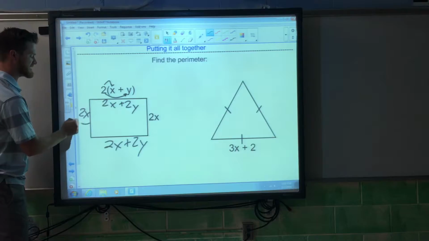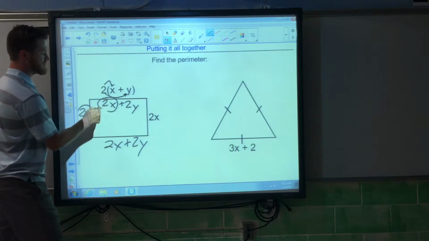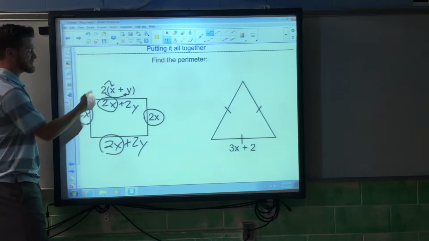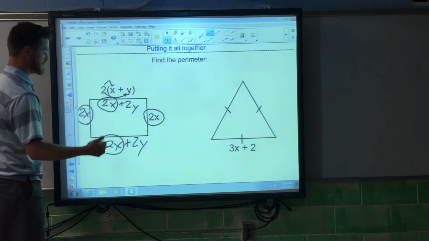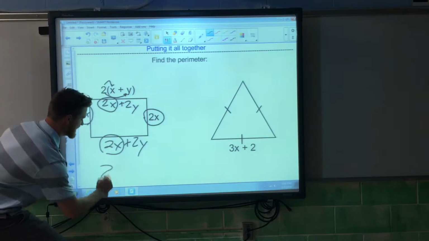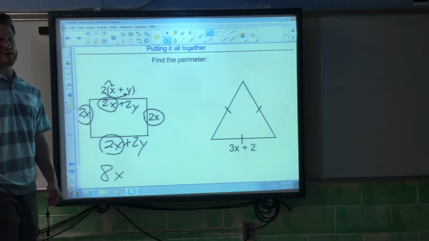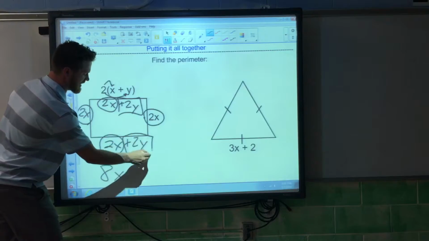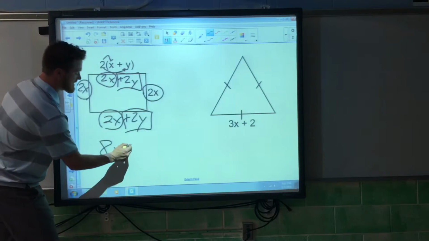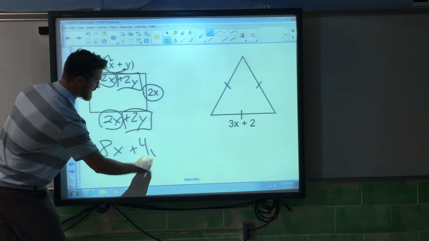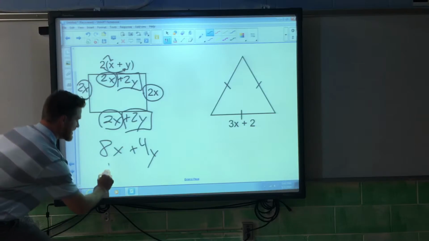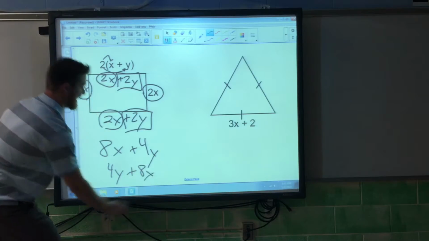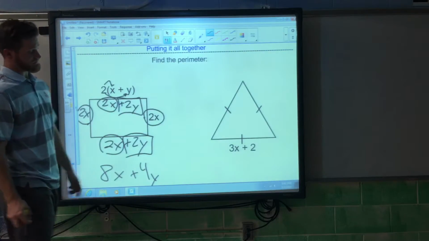Let's combine all the x's first. 2x plus 2x plus 2x plus 2x, 2, 4, 6, 8 gives me 8x. Am I done? Not quite. We have a positive 2y and a positive 2y. 2y plus 2y gives me 4y. If that's not an answer choice, this will be it. 4y plus 8x.